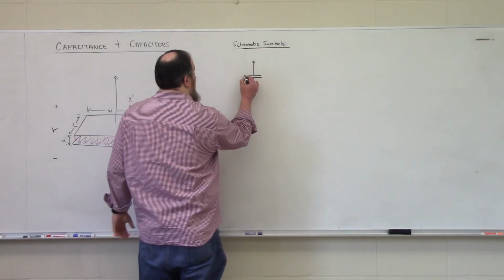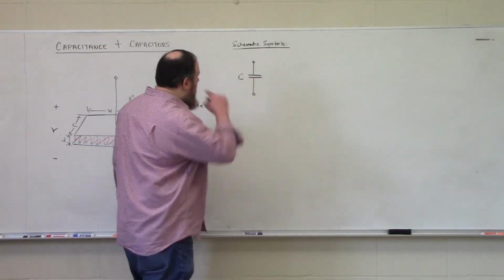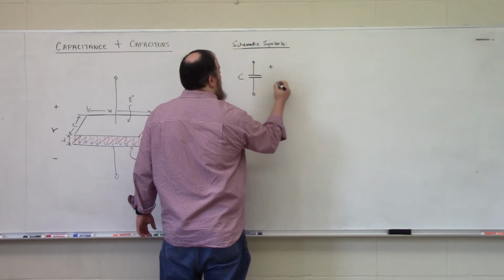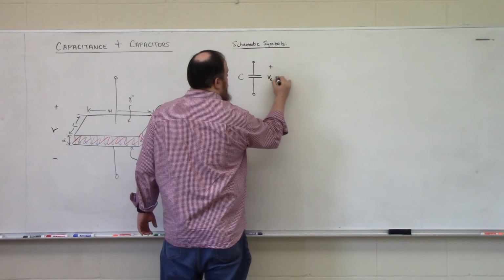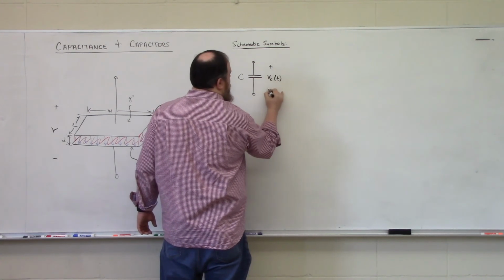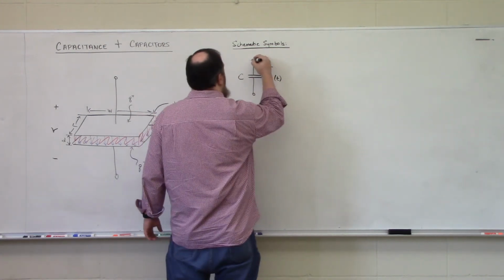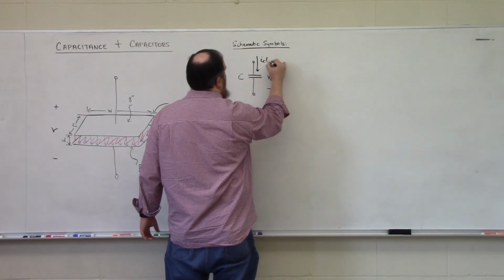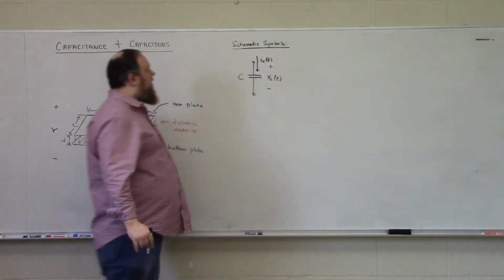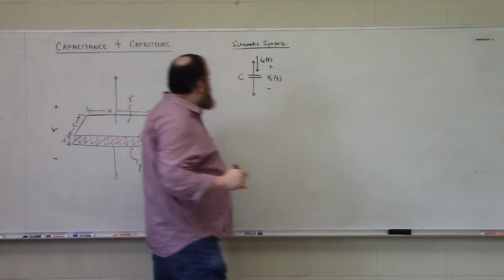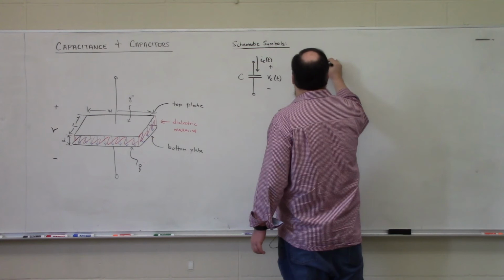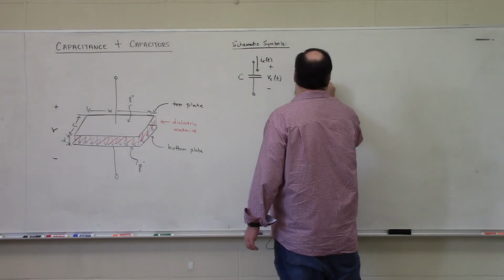Our capacitance C would be here, and we see that capacitors obey the passive sign convention. So here's my voltage drop over my capacitor, and here is my current flowing into the positive polarity terminal of my capacitor. A second representation that you'll see a lot is this.